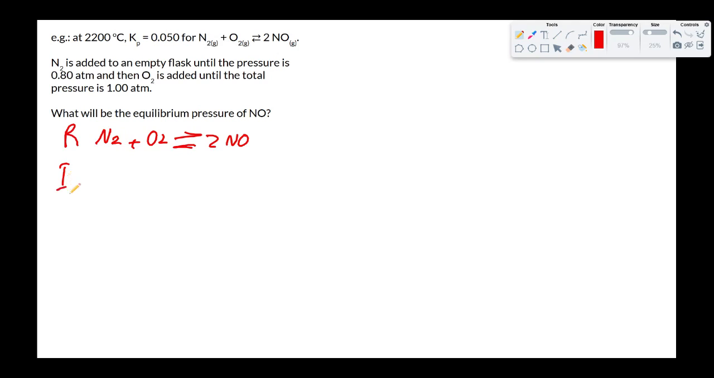Initial. Well, our pressure of N2 was 0.80. And then once we added the oxygen, the total pressure was 1 atmosphere. And by Dalton's law of partial pressures, that means that the O2 would have to be the rest of that pressure, which would be 0.2 atmospheres.